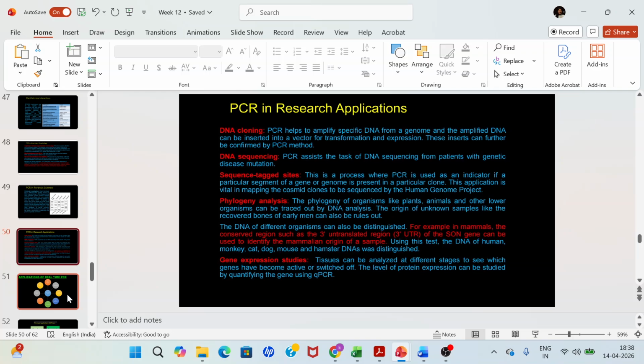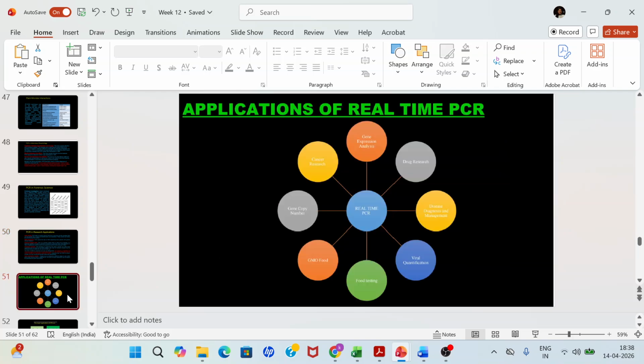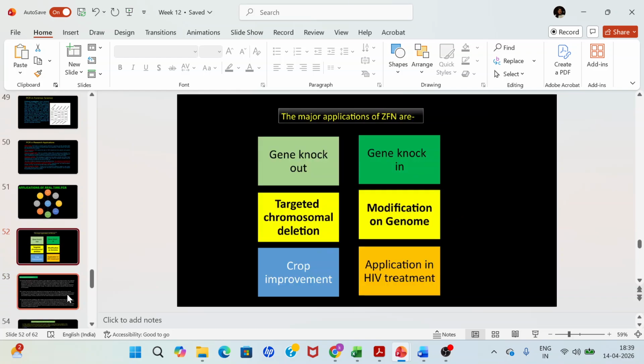It is used in the DNA cloning, DNA sequencing, sequence tagged sites, phylogeny analysis, and gene expression studies. It is used everywhere. Then the applications of real-time PCR: gene expression analysis, drug resistance, disease diagnostics and management, viral quantification, food testing, GMO food, genetically modified food, gene copy number, and cancer research. So all of these are the applications of the real-time PCR.